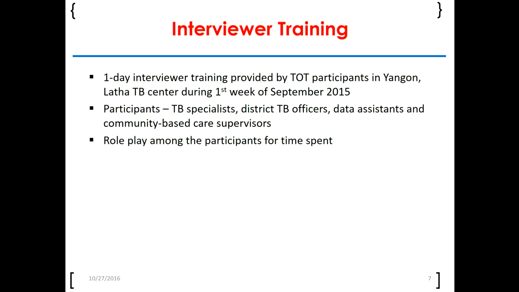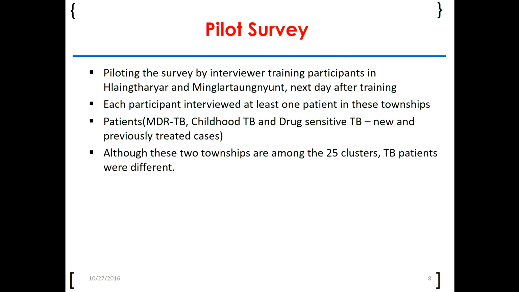Then we conducted one-day interviewer training provided by the TOT participants in Yangon during the first week of September. Our participants were TB specialists, district TB team leaders, data assistants, and community-based care supervisors. Role play was also done among the participants for time spent on data collection.